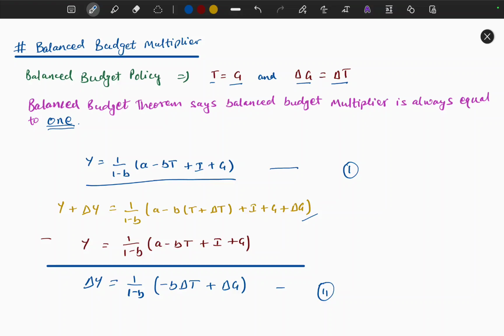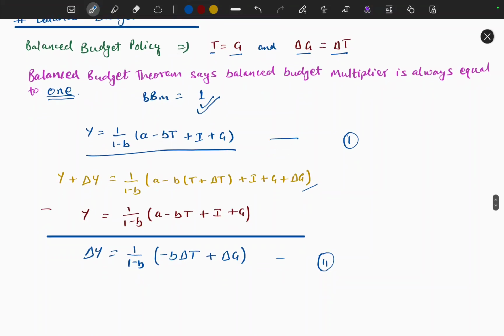The balanced budget theorem says that the balanced budget multiplier is always equal to 1. So, if we denote the balanced budget multiplier as BBM, this is equal to 1. We are going to keep this in mind, and we are here to prove this very thing.